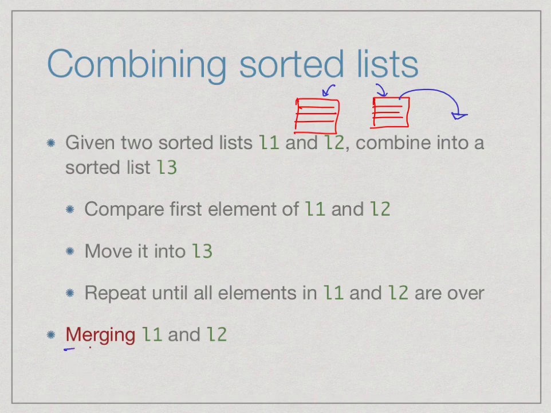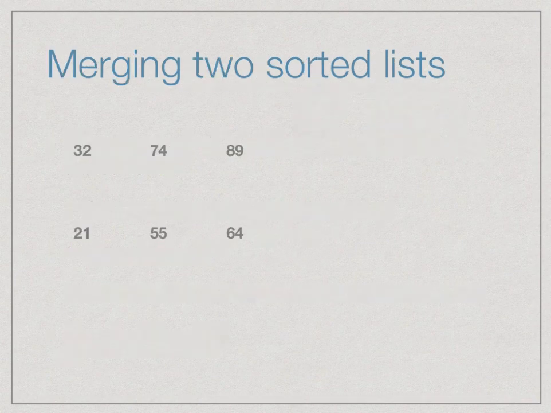So this is called merging. So we are merging two sorted lists into a single sorted list. So here is an example of how it would work. So note that this is L1, so this is sorted. 32 is smaller than 74 is smaller than 89, and this is L2. So this is also sorted.